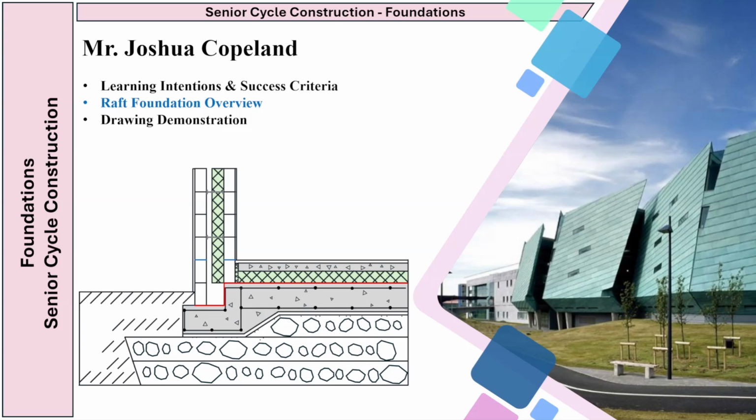Let's have a quick recap just before we finish. Our learning intention was to describe and draw a Raft foundation using the 1:10 scale. And our success criteria was to identify the parts, explain when and why it's used, and draw it accurately using the 1:10 scale, outlining an advantage and a disadvantage. We also learned that a Raft foundation spreads the building's load evenly across weak ground, but it's more expensive and labour intensive to construct.